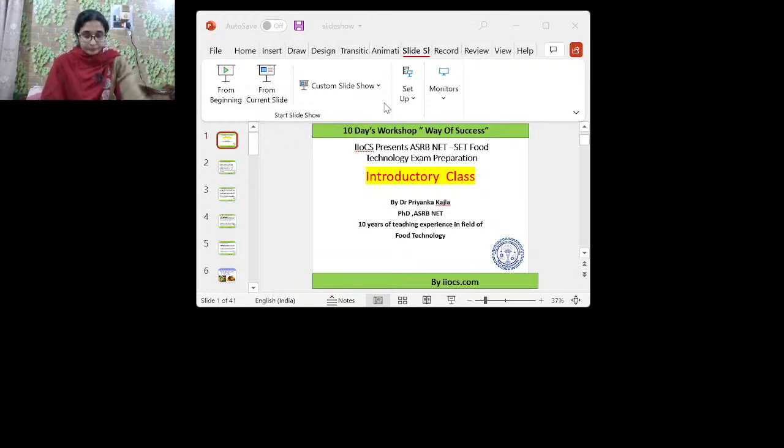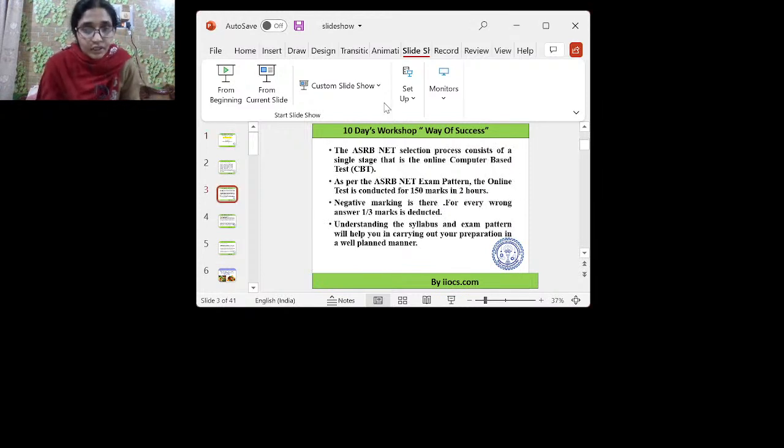And as per the ASRB NET exam pattern, the online test is conducted for 150 marks and is of 2-hour duration. Negative marking is also there in this exam, and for every wrong answer 1/3 of your marks is deducted.